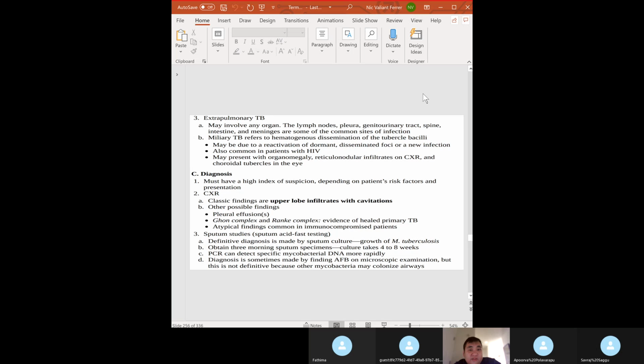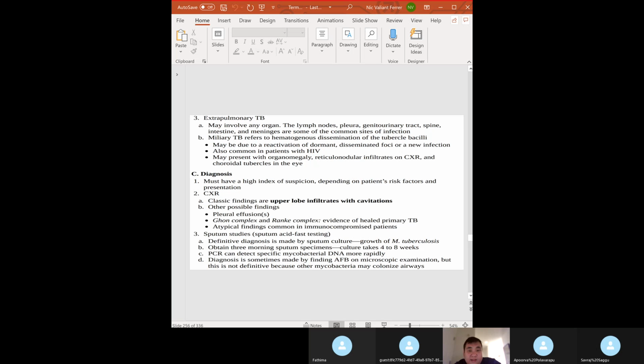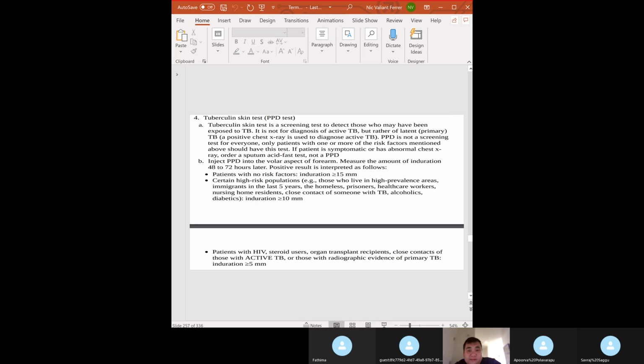Let's talk about clinical features. Let's talk about diagnoses. How are we going to diagnose? Upper lobe infiltrates with cavitations. Why in the upper lobe? They love oxygen, right? You can also have pleural effusions, Ghon complex. Definitive diagnosis is sputum culture. Always, that's the best answer for the growth of your M. tuberculosis.